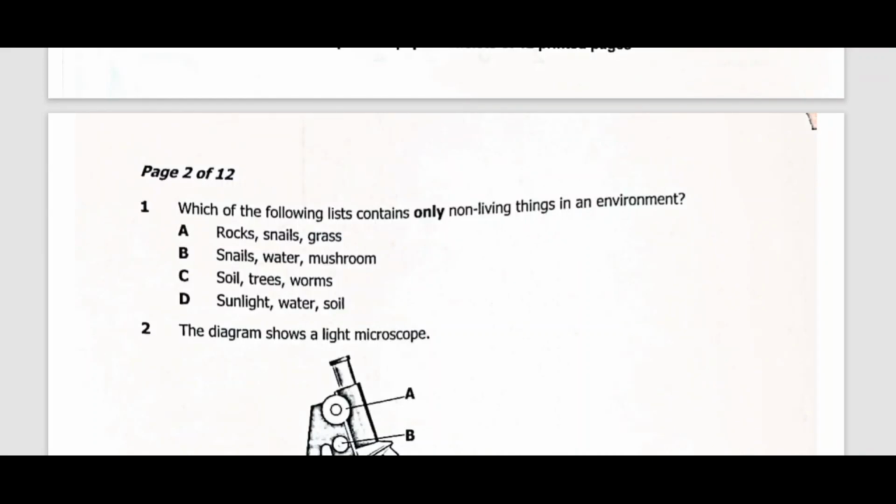In this video, we are going to look at the biology paper 1 for the externals for the year 2022. So here we are going to look at the first question. Which of the following list contains only non-living things in an environment? Multiple choice A, rocks, snails and grasses. These are living organisms. B, snails. No. C, soil, trees. No. D, sunlight, water. And so this is our answer here.